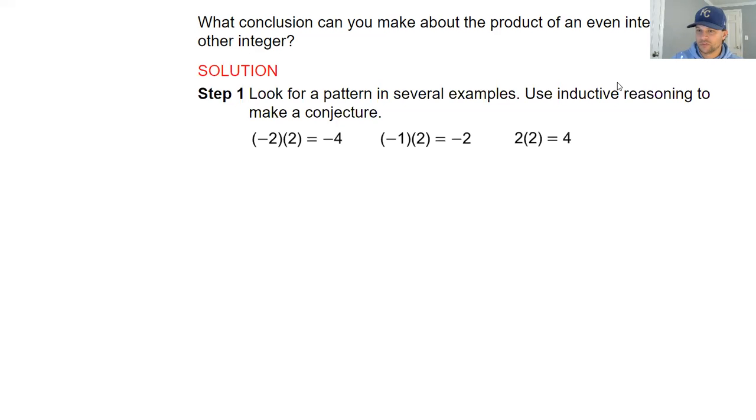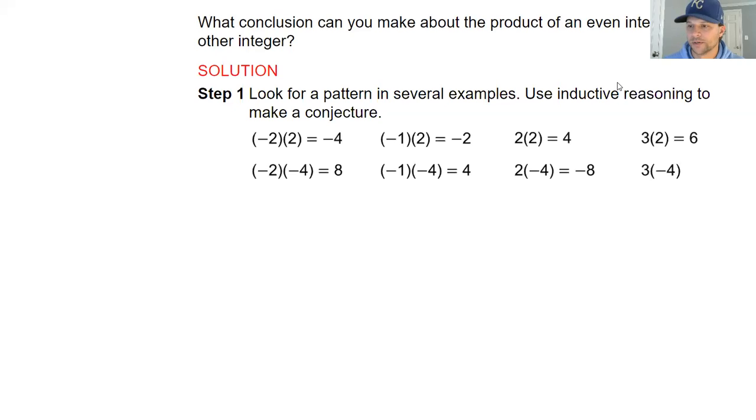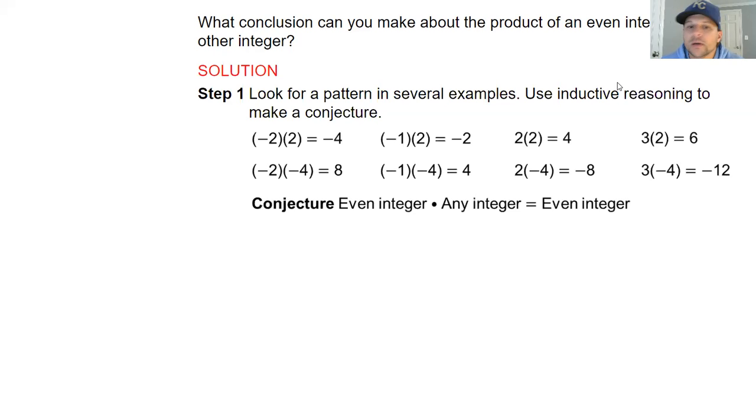2 times 2, 4. Okay. 3 times 2, we still have 2 as our even integer, is 6. -2 times -4 is 8. Again, we are just multiplying different sets where one number must be even. They could both be even, but I'm looking through different examples where at least one number is even. And let's look at what happens to the answer.